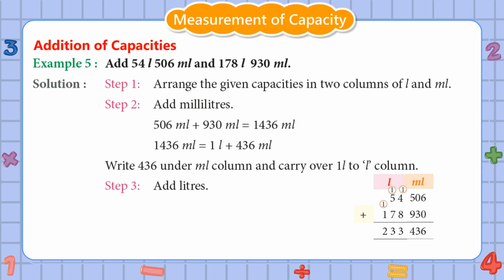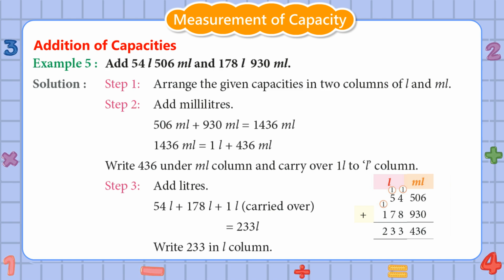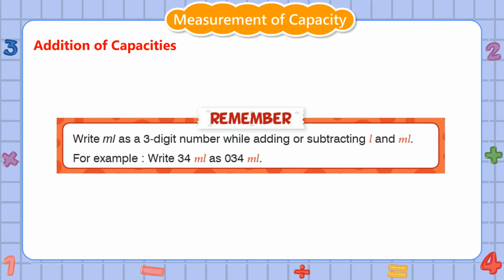Step 3. Add liters. 54 liters plus 178 liters plus 1 liter carried over is equal to 233 liters. Write 233 in liter column. Answer. 233 liters 436 milliliters. Remember, write milliliter as a 3-digit number while adding or subtracting liter and milliliter. For example, write 34 milliliters as 034 milliliters.